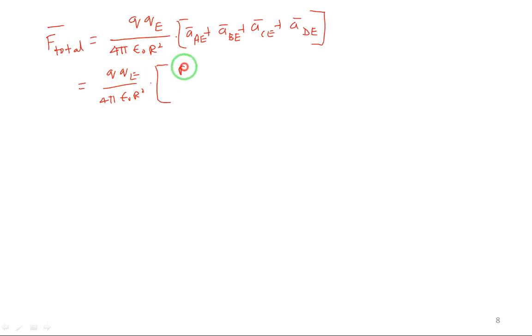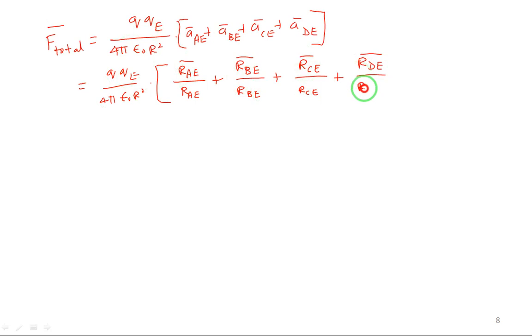What is AAE? The vector RAE divided by its magnitude. Magnitude means it is same, right? RAE plus RBE vector divided by its magnitude RBE, plus RCE divided by RCE magnitude, plus RDE divided by RDE. But RAE, RBE, RCE, RDE, they are same and it is equal to R.